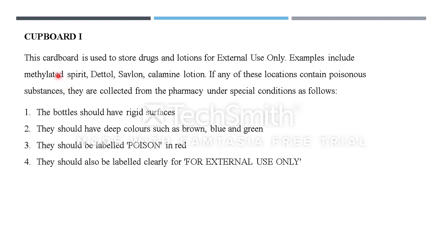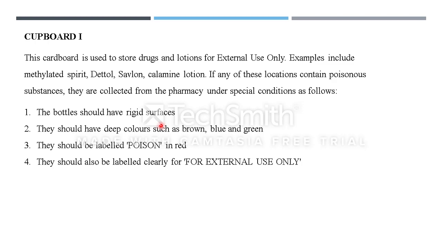Now, cupboard 1. This cupboard is used to store drugs and lotions for external use only. Examples include methylated spirit, Dettol, Savlon, calamine lotion. If any of these lotions contain poisonous substances, they are collected from the pharmacy under special conditions as follows. The bottle should have rigid surfaces.